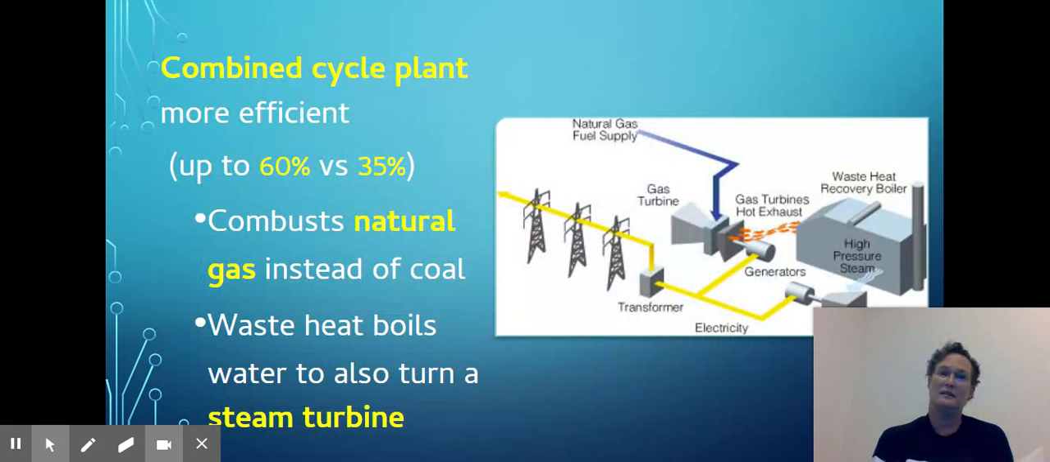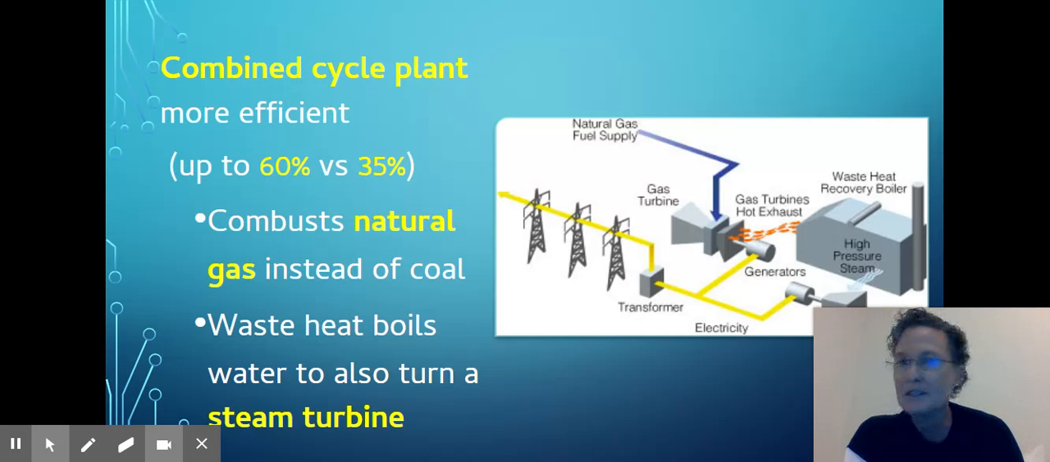So combined cycle plants are more efficient. They can be up to 60% efficient as opposed to 35% efficient. They use the combustion of natural gas instead of coal, and waste heat is used to boil water and turn a turbine. Okay, so write those things into your notes.